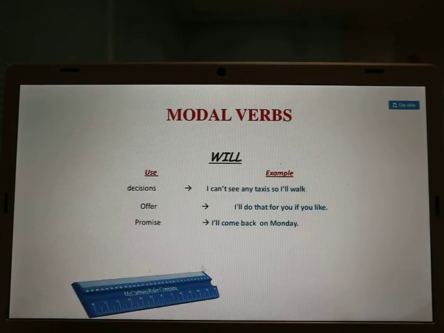Will. You can use it for decisions, offer, and promise. Like, I can't see any taxi, so I'll walk. I'll do that for you if you like. I'll come back on Monday.